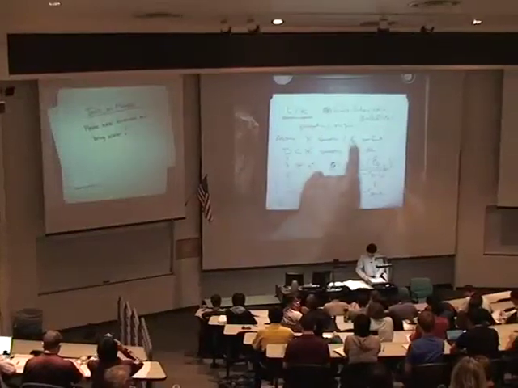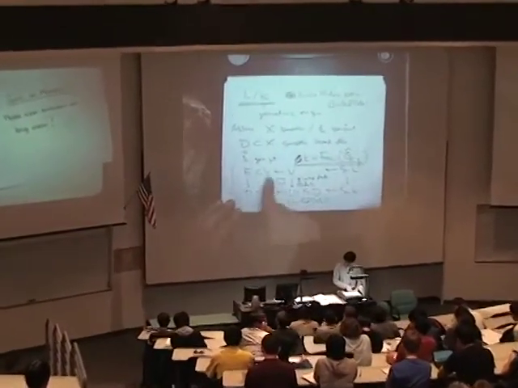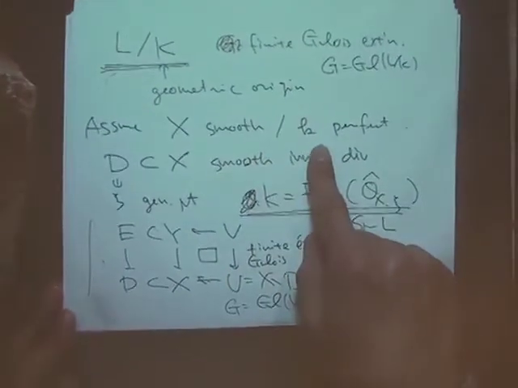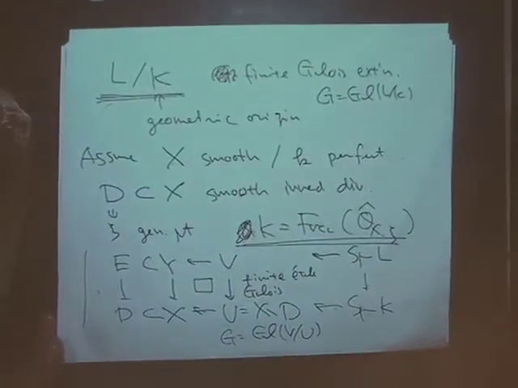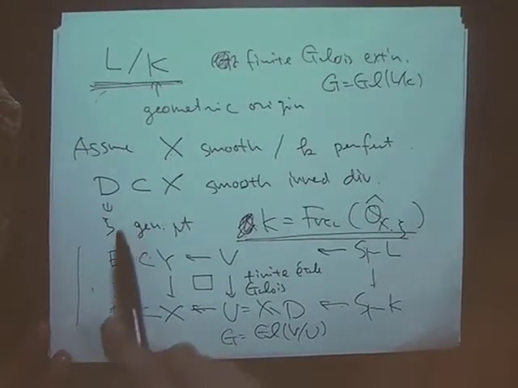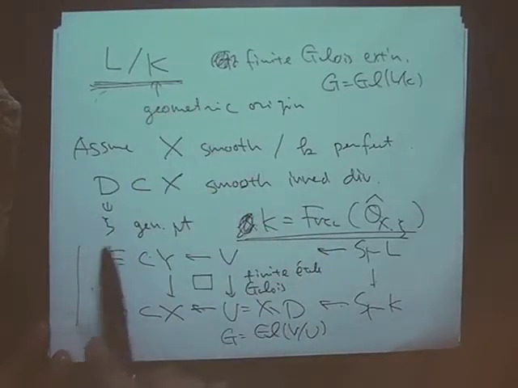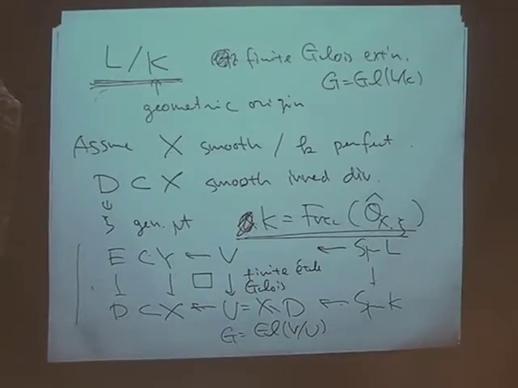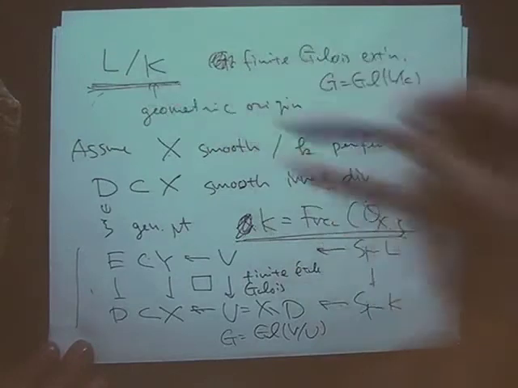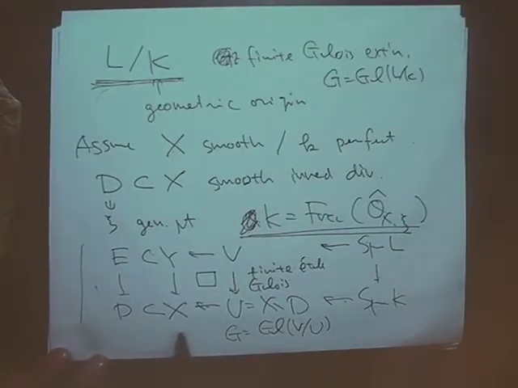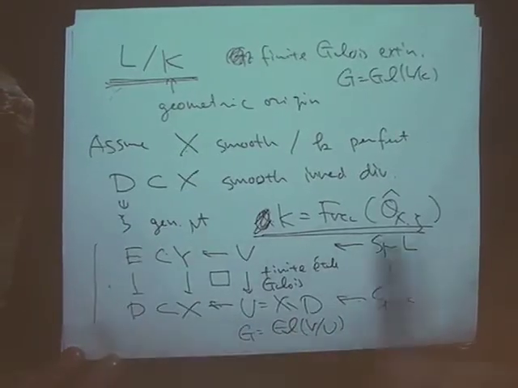So the K has geometric origin. Let me recall the notation. X is some smooth scheme over my base field k, and we have a smooth divisor, and K is the local field at the generic point of this smooth divisor. So we are interested in this Galois covering, but we can assume that it comes from this diagram.